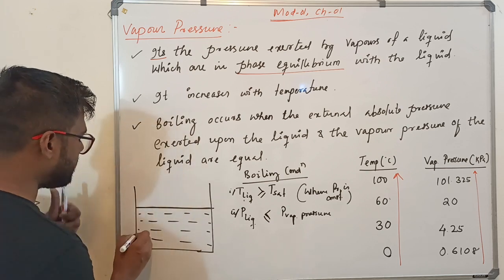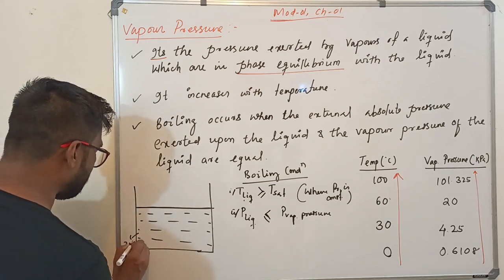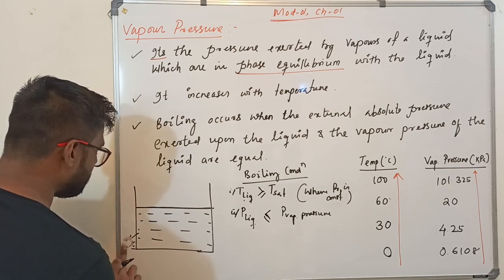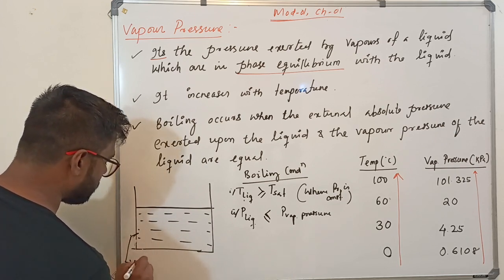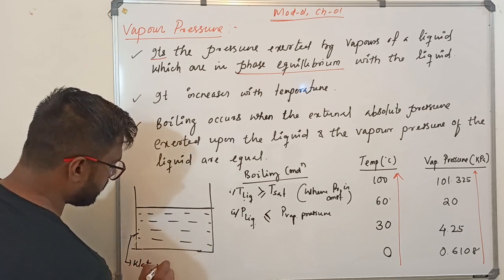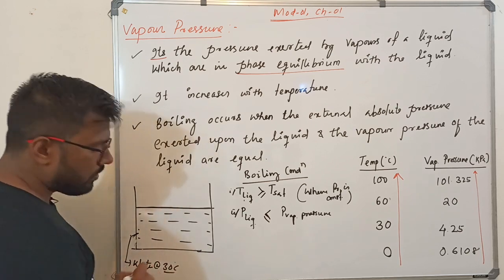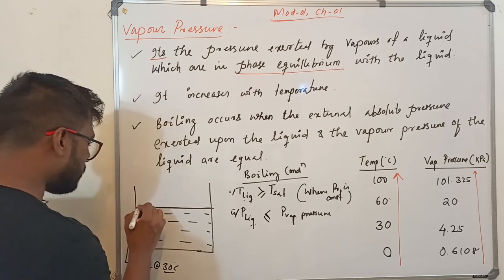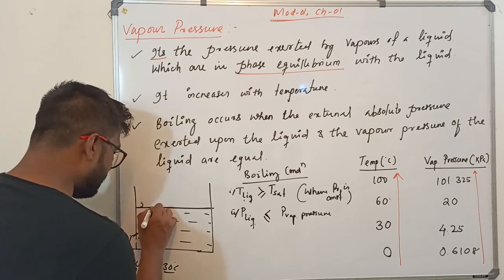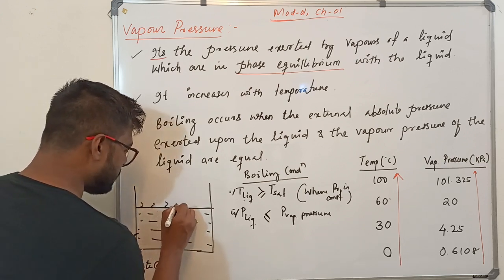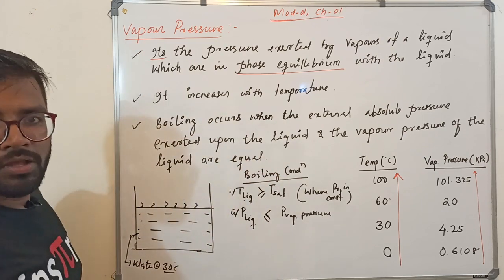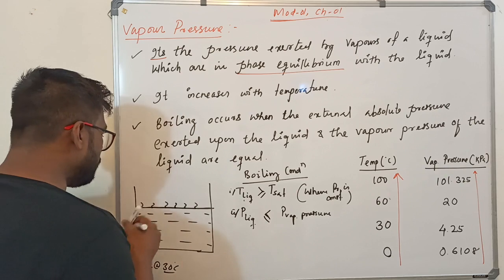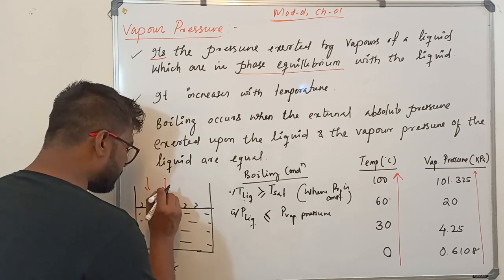But this is at some temperature, 25 degrees Celsius. Let us say water at 30 degrees Celsius. Because it has more energy, every time the molecules will try to break the bond and escape. But while they are escaping, you have something known as atmospheric pressure.